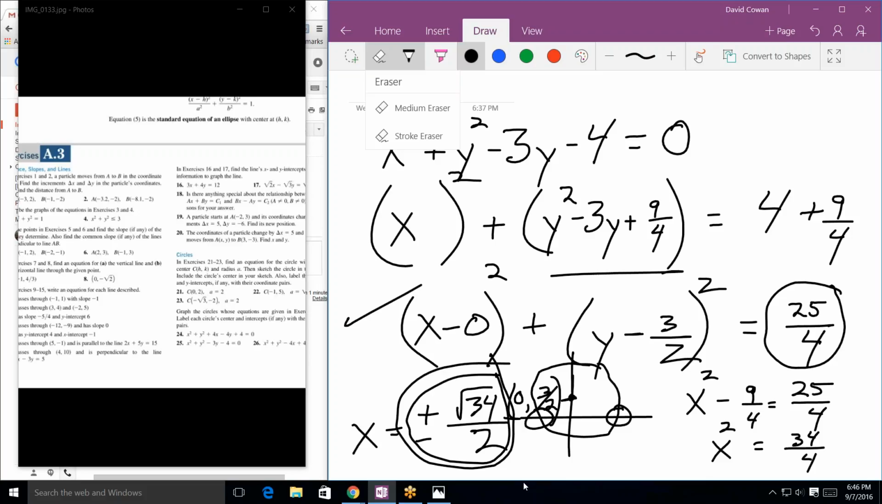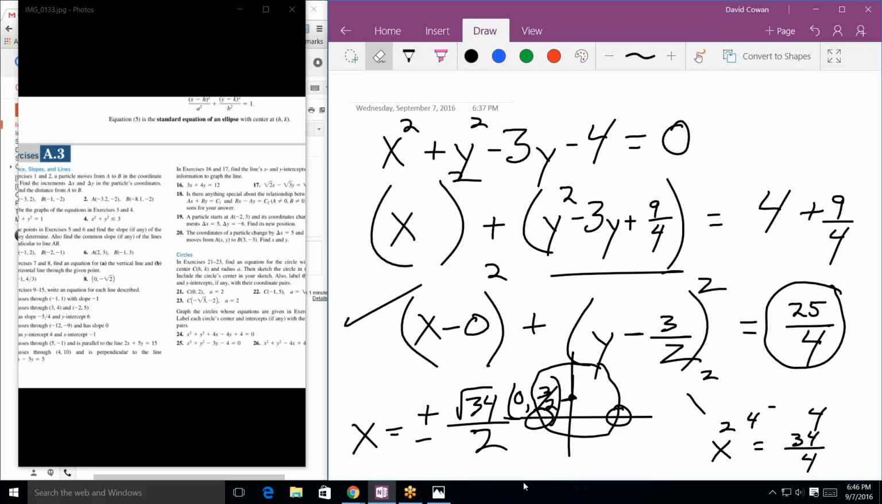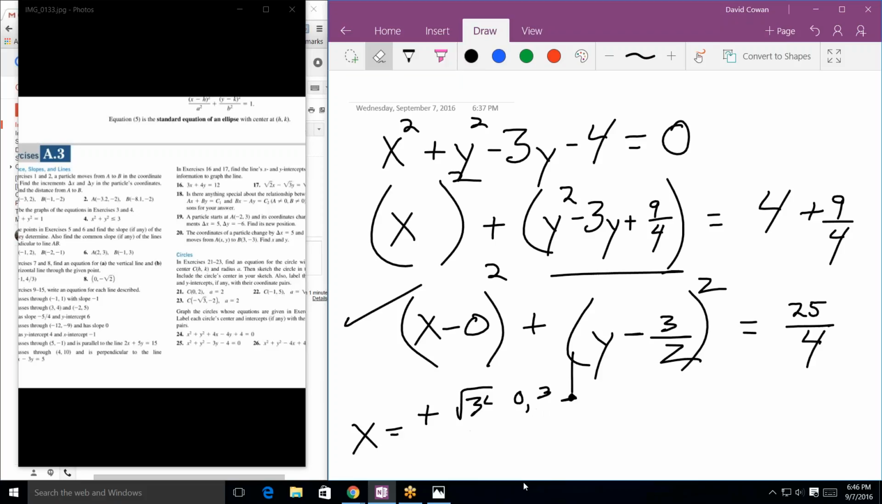So I put a 0 in for x. Well, we know what the x-intercept is. When you put in 0 for x, what's the rest of the equation? It eliminates that whole side. So it'll just be y minus 3 over 2 squared equals 25 over 4. Okay, next step.